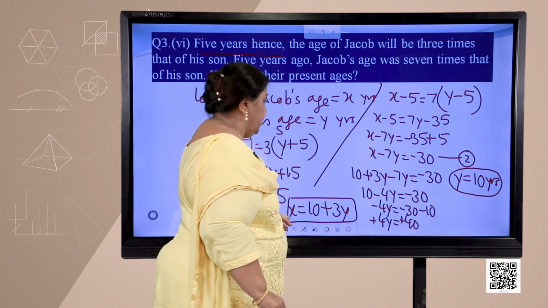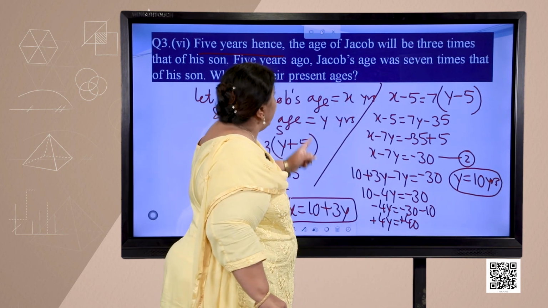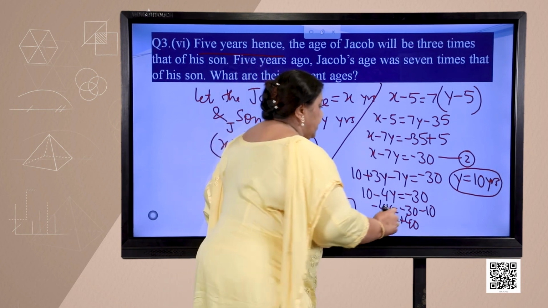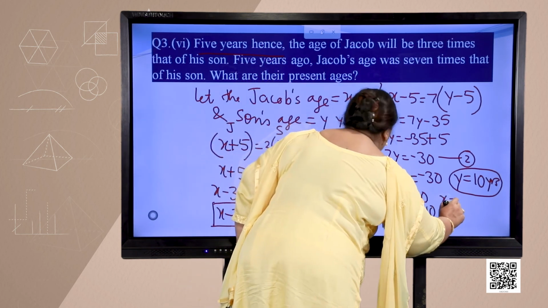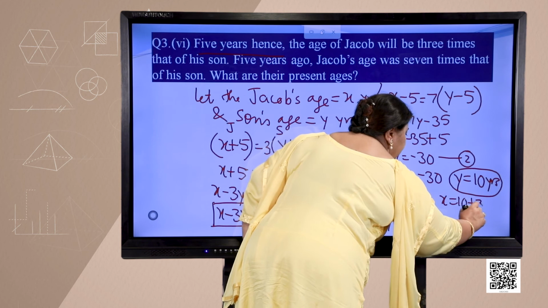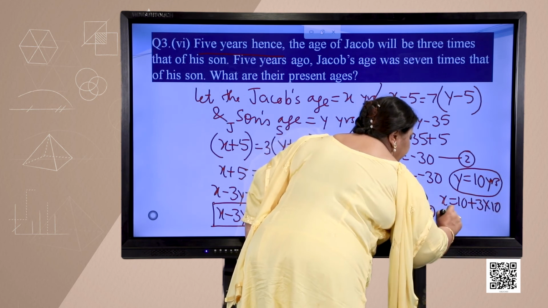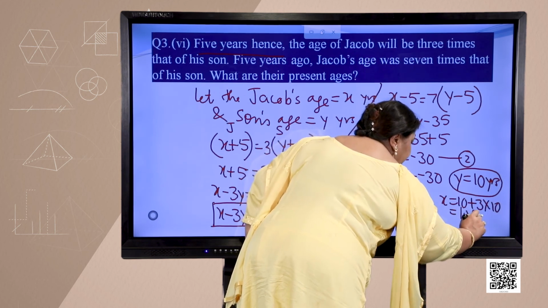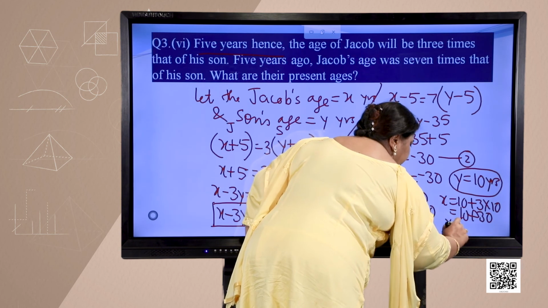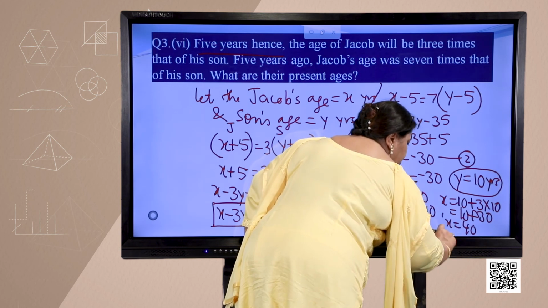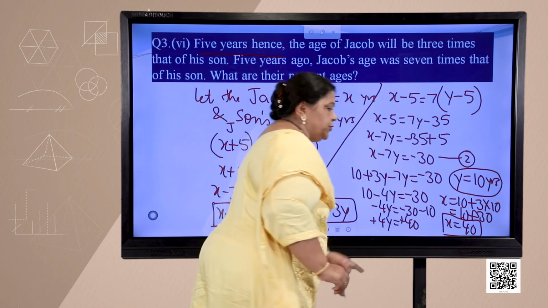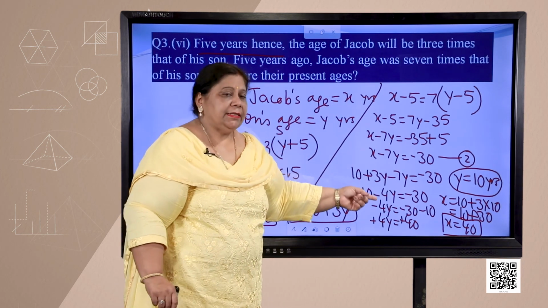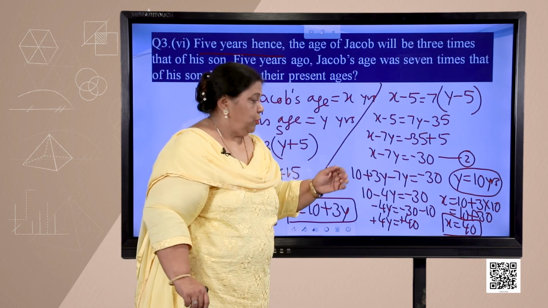Now, let us find out the age of Jacob. That we can find out by x is equal to 10 plus 3y. Y is how much? 10. So, 10 plus 30, that gives us x is equal to 40. So, I get Jacob's age as 40 years and his son's age as 10 years. I hope it is clear.